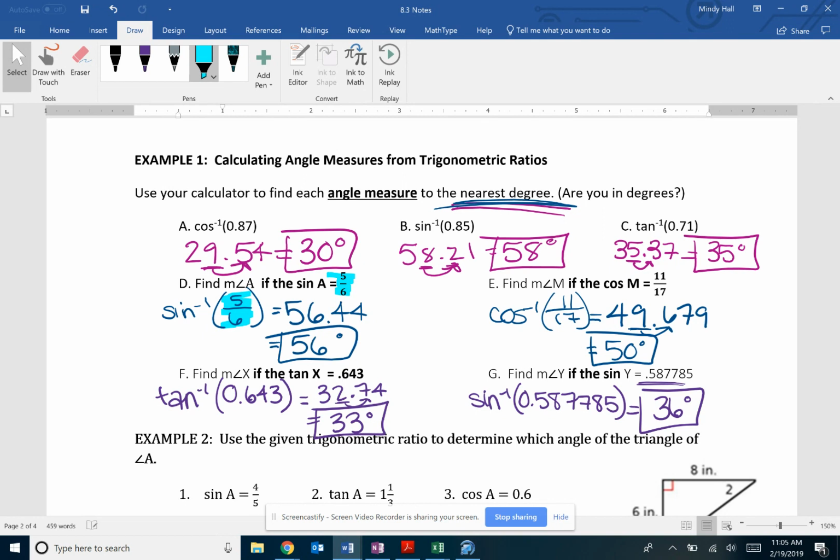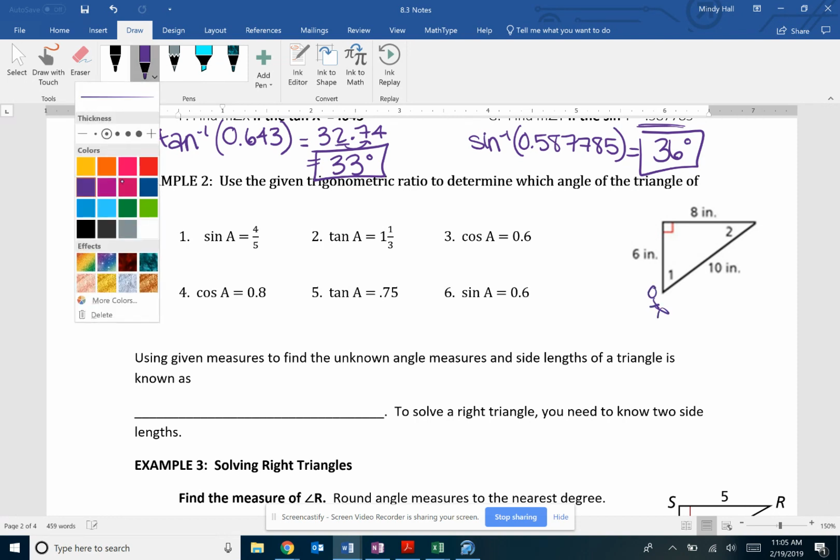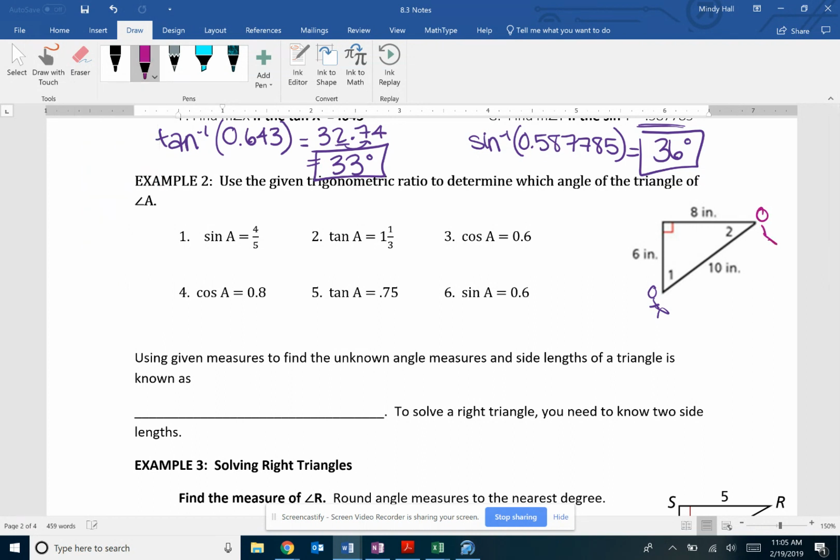Okay, so now we're going to be given a trig ratio and we want to figure out which angle of the triangle it is talking about. So if I have sine of A, by the way, our options are angle 1 or angle 2. We'll see. So if I have sine of 4 over 5, looking at these side lengths, I have 8, 6, and 10. So 4 over 5, if I multiply them both by 2, would give me 8 over 10.